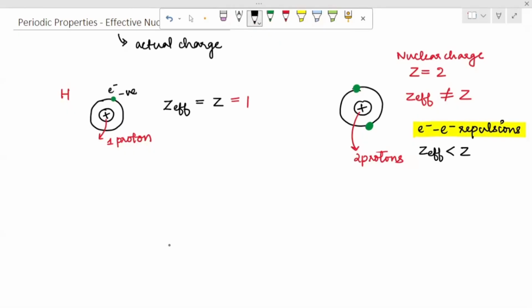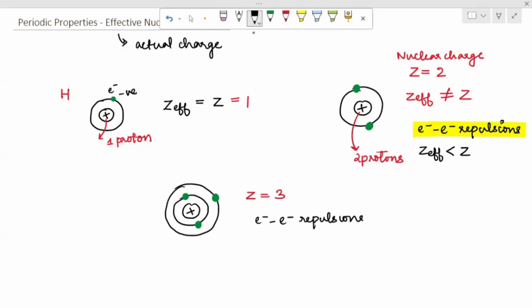Let's say you have a nucleus, and now let's say you have 3 electrons. So you have 1, 2, and 3. 3 electrons, and 3 protons. Now let's say the total nuclear charge is equal to 3 over here. Now what you can see is already there are 3 electrons, so definitely there will be electron-electron repulsions. Apart from that, you can see another factor which is called shielding.